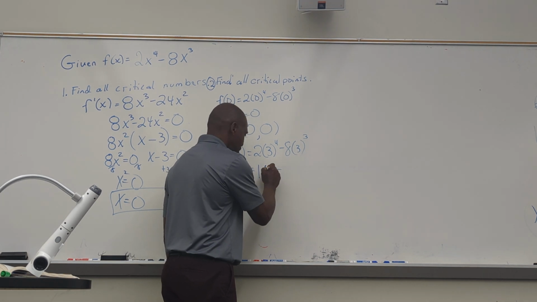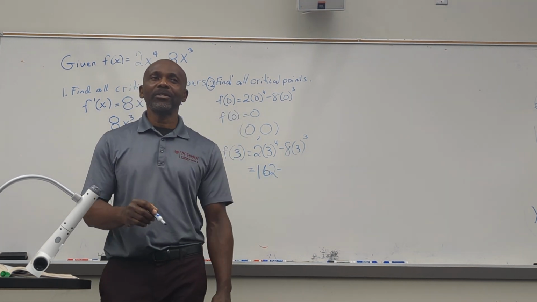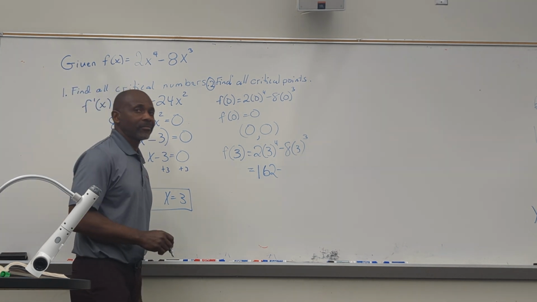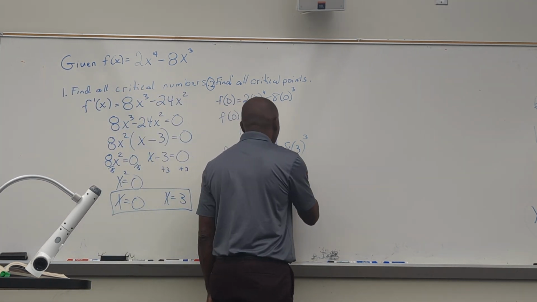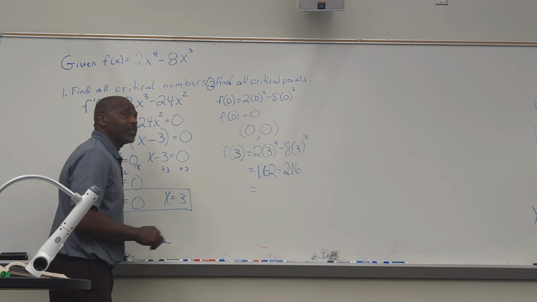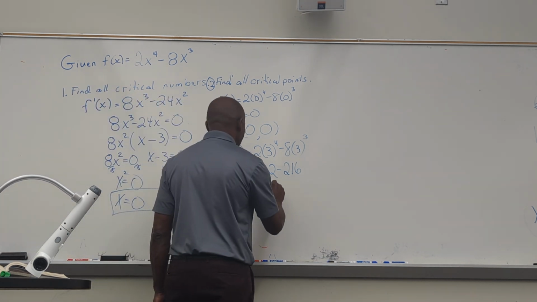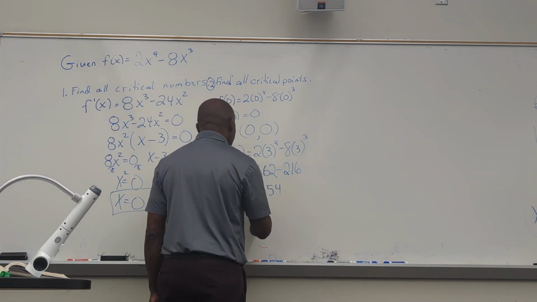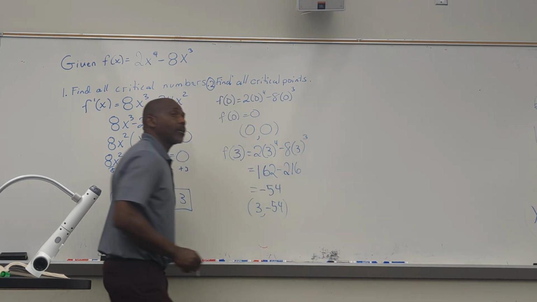162. And that's 8 times 27, which is? 216. And 162 minus 216 is? Negative 54. So that means that point is 3, negative 54. Anyone lost?